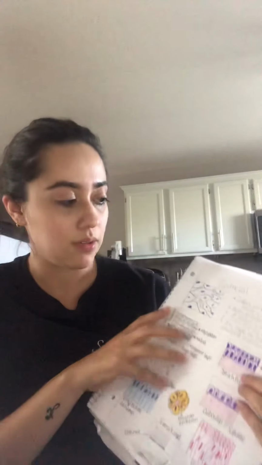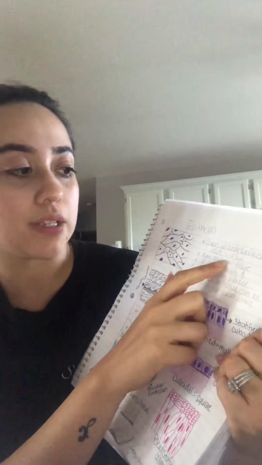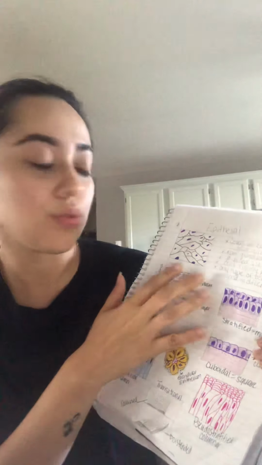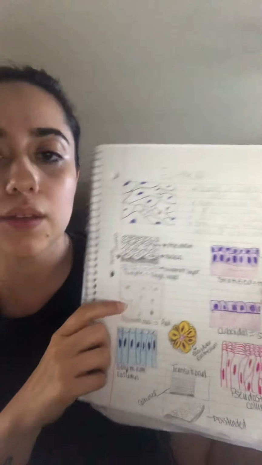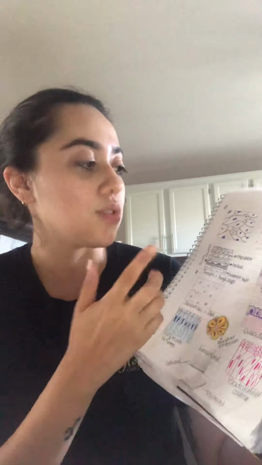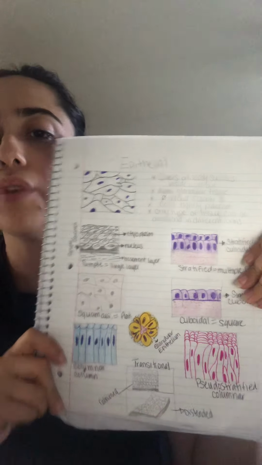With the epithelial, it does cover all of the body surface inside and out. It's the main glandular tissue. There is no blood supply in the epithelial tissue. The cells are tightly packed, and it's a type of tissue that can be arranged in different forms. I do have here some of the different forms that the epithelial tissue can change into.